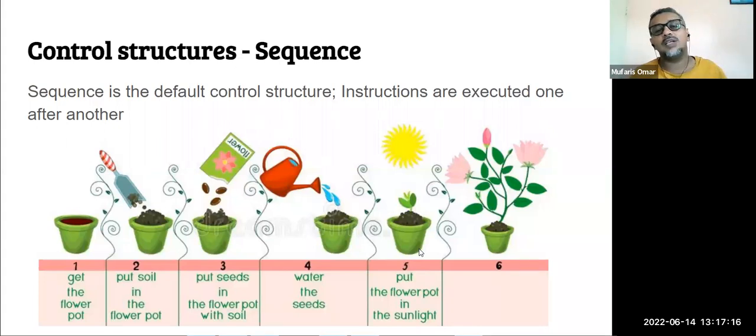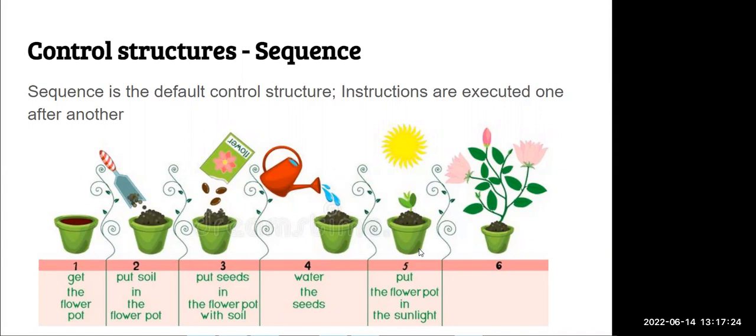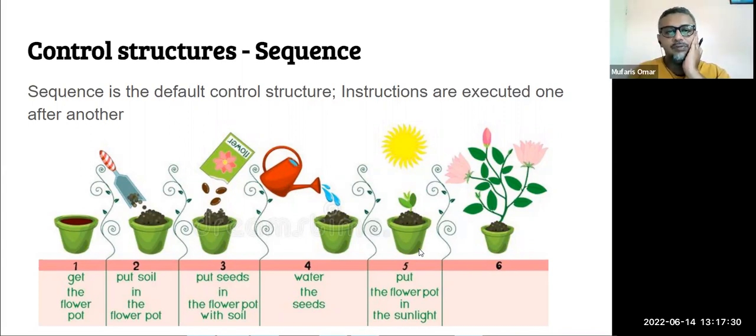Why do we say this is a sequence one? Yes, anyone? Why do you say this is a sequence one? It occurs step by step. Yes, it goes step by step. Very good. We do it in order. That's also step by step.